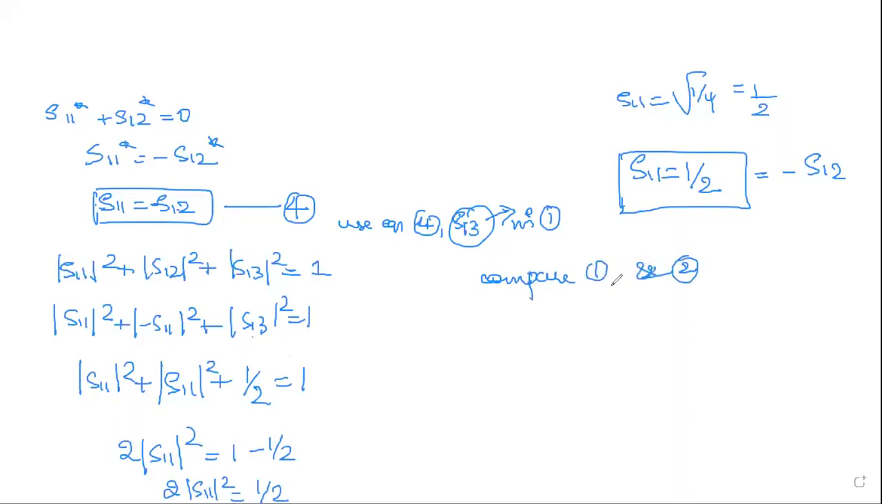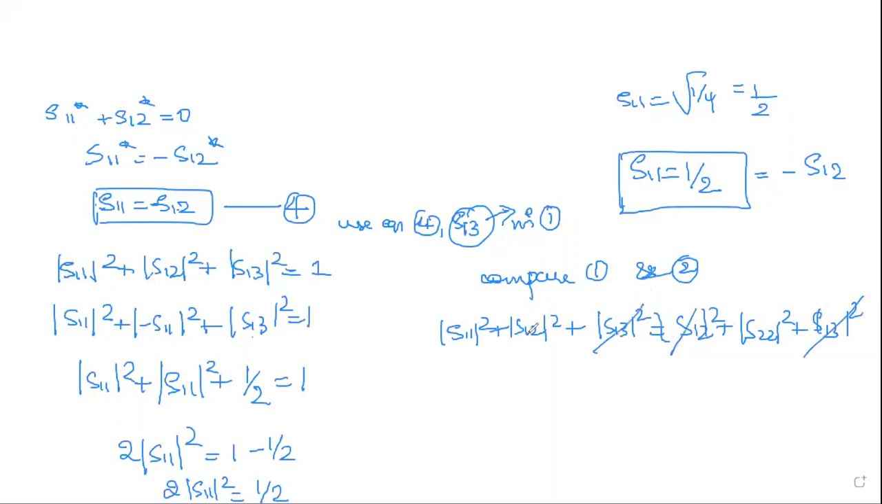If you compare equations 1 and 2, you will get S11 square plus S12 square plus S13 square, which is also equal to S12 square plus S22 square plus S13 square. From this, S13 will get cancelled, S12 will get cancelled. You will have S11 equal to S22. So you can write the same value for S22, that is, S11 is also equal to S22.